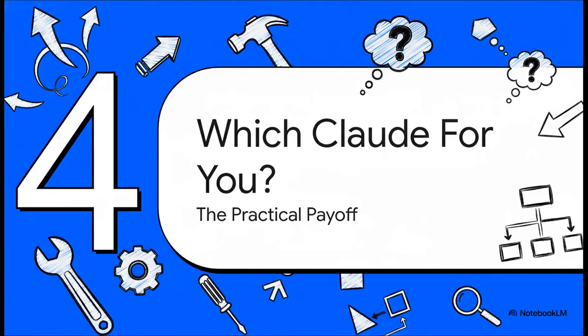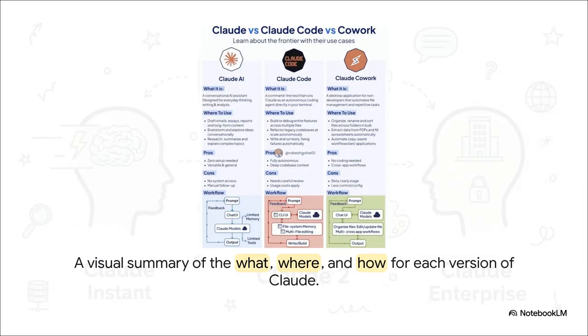Okay, so that's the big idea. Now let's get practical. Which one of these should you actually be using? And for what? This chart does a great job of laying it all out. On the one hand, you have Claude AI, your thinking partner for ideas. Then you have Claude Code, the specialist agent for developers who need to build and fix things. And finally, Claude Cowork, the automation expert for all your desktop tasks and files.